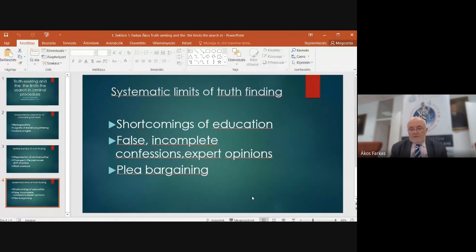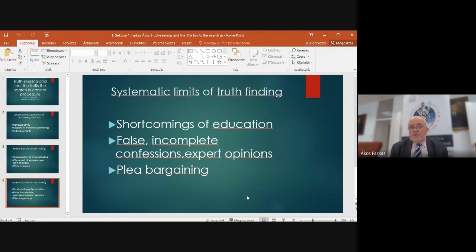I would mention here that false and incomplete confessions or expert opinions cannot be filtered by judges successfully in many cases. And last but not least, I would like to mention plea bargaining, which in the adversarial systems has been practiced for decades and accepted by courts since at least the 1970s. In inquisitorial systems, it has spread rapidly since the 1990s, as in Hungary, overcoming long-standing resistance to trading with justice.